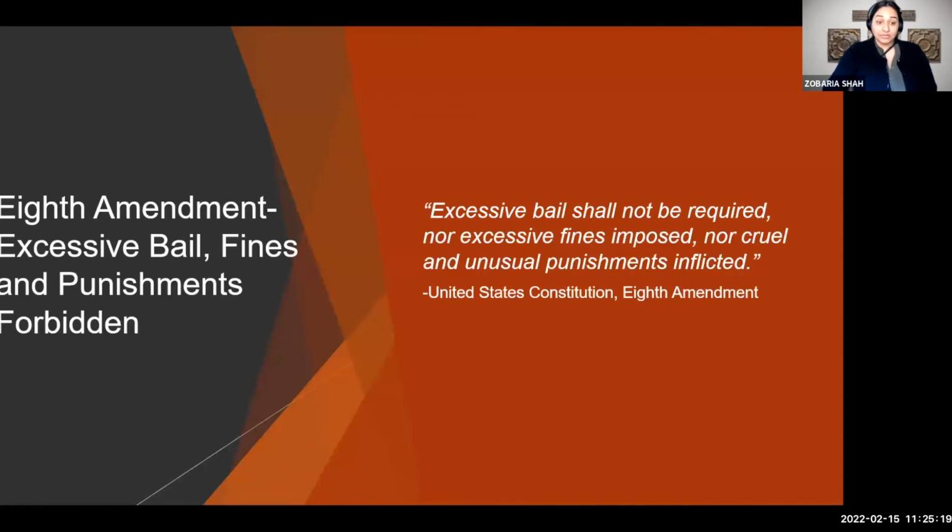The Eighth Amendment is no excessive bail, fines, punishment is allowed. And it states, excessive bail should not be required, nor excessive fines imposed, nor cruel or unusual punishment inflicted. Basically, for example, if someone is driving and they get a ticket, that ticket cannot be excessive or too much.